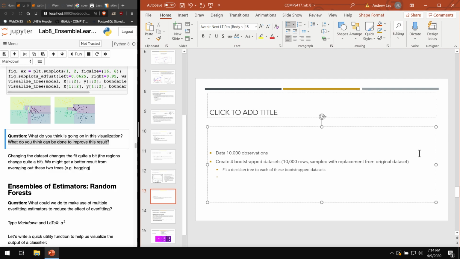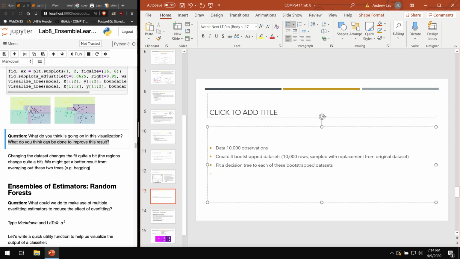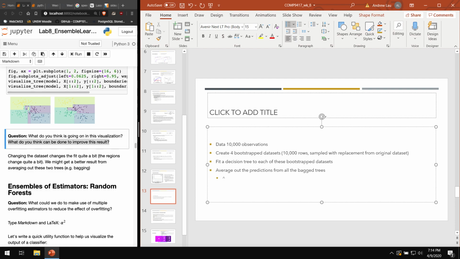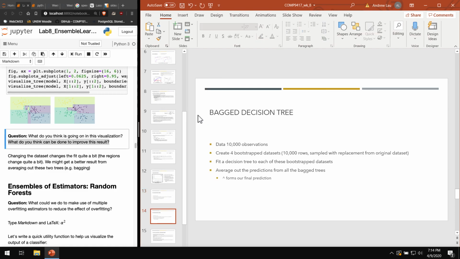After we fit the decision trees, we average out the predictions from all the bagged trees. This average forms our final prediction. Cool. Now this is the method for your bagged decision tree. Your random forest is an improvement like this, and it does something a little extra.